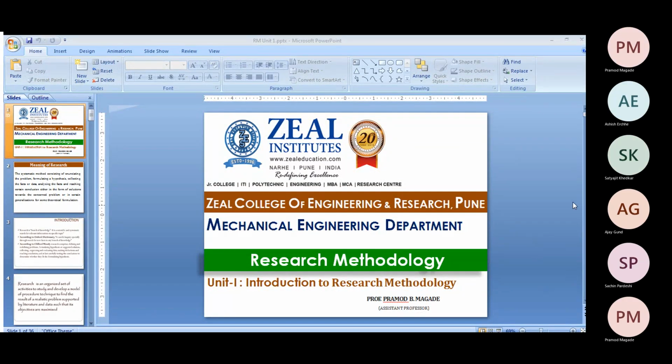So this is the part. See here, the introduction. Just write down the heading: Research Methodology, Unit Number 1, Introduction to Research Methodology. I'll directly start with the meaning: research means what, and methodology means what. One by one I'll explain.